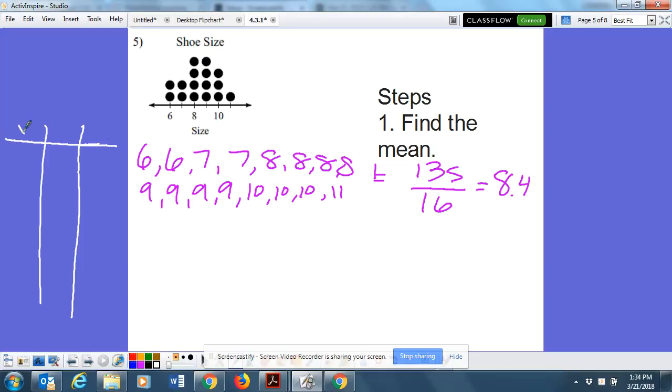So the first one you're going to put X, and then the next one we're going to put FRQ, and that's going to stand for frequency. And then the last one you're going to put X minus X bar, and I'm going to tell you what X bar is. Is that FC? Oh, FRQ.